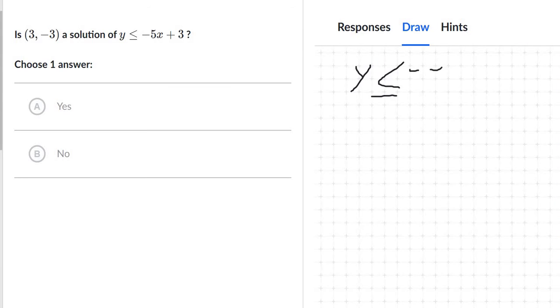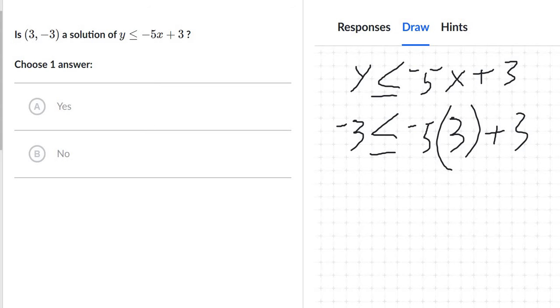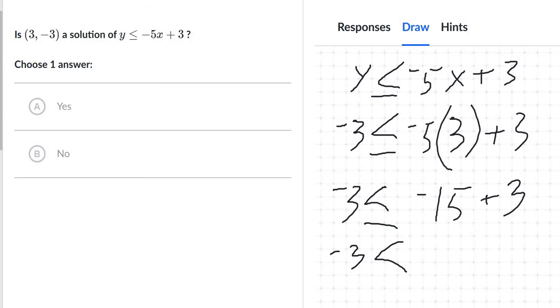Y is less than or equal to negative 5x plus 3. Careful not to mix them up. X is 3, y is negative 3. Negative 5, bring that down, plus 3. And so it looks like this is not going to fit, because negative 3 is not less than negative 12, so it is not a solution to this inequality. Sorry, not system.